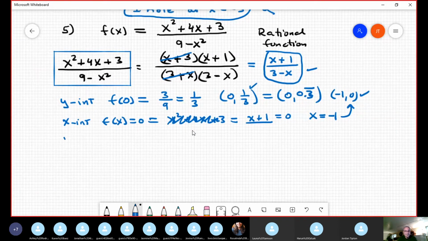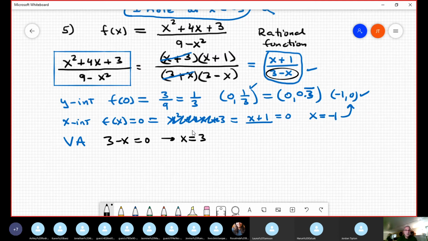Now, the vertical asymptote. You take the polynomial at the bottom after the simplification, which is 3 minus x, and you enforce it to be 0. It's obvious that x is 3. So we have a vertical asymptote.